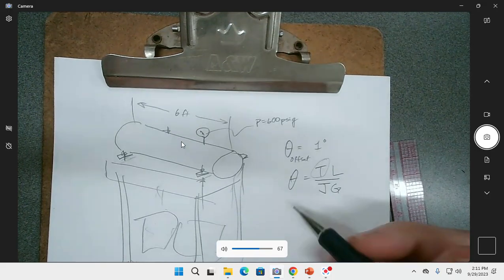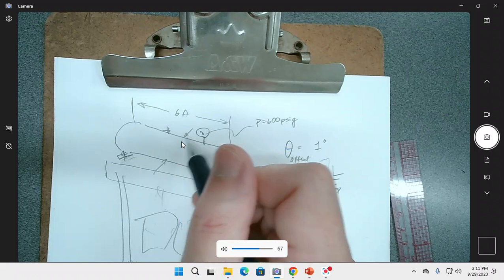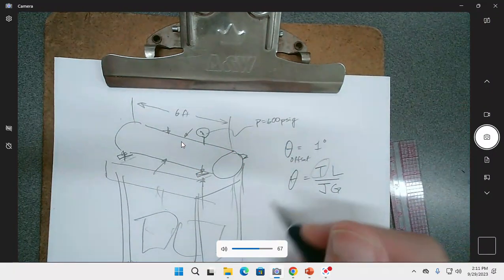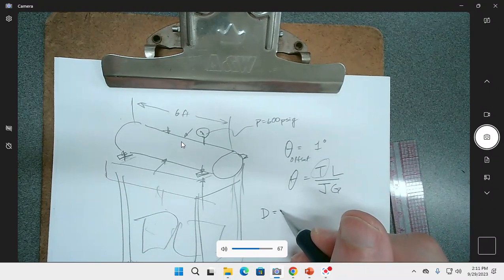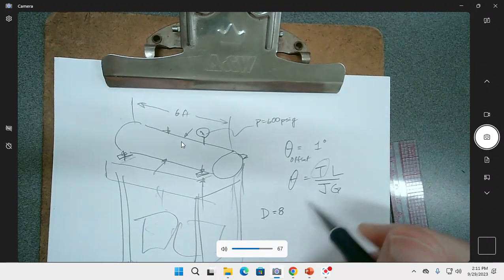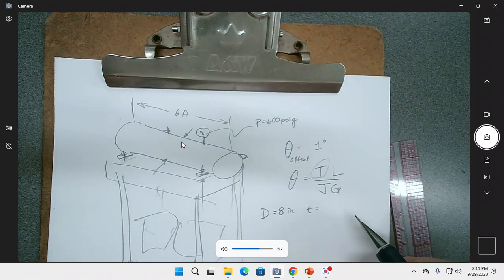Let's get the size of this thing. I want to say that this outside diameter is going to be 8 inches. Why? I don't know, I'm just trying to picture it in my head. An 8-inch diameter, and its wall thickness, let's go 1/4 inch. Might be too much. 1/4 inch.